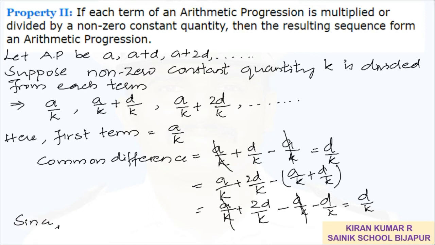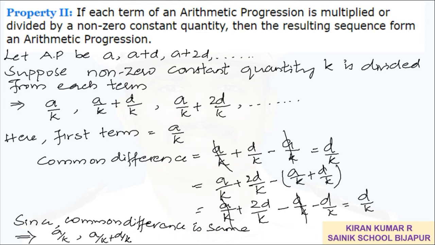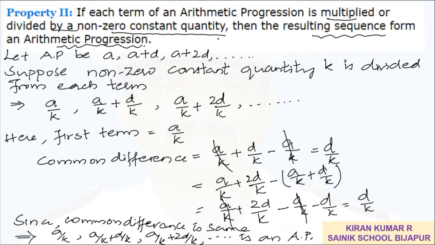Since the common difference is the same, we can conclude that the new sequence a by k plus d by k, a by k plus 2d by k, and so on, is an arithmetic progression. So when each term of an arithmetic progression is multiplied or divided by a non-zero constant quantity, the resulting sequence also forms an arithmetic progression.